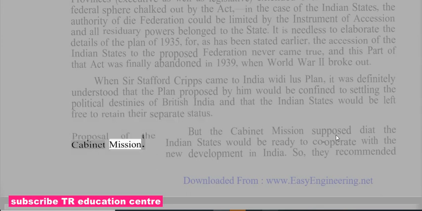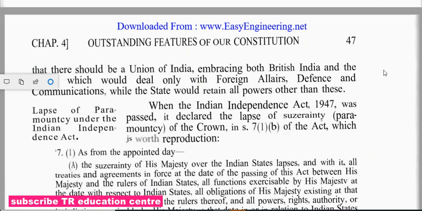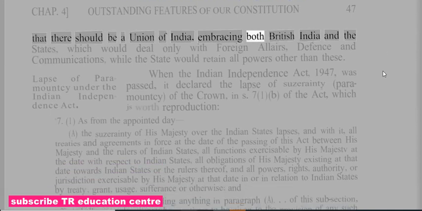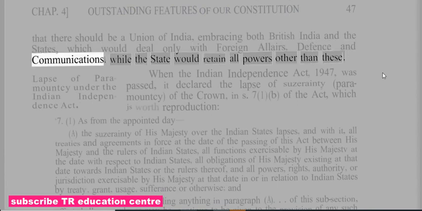Proposal of the Cabinet Mission. But the Cabinet Mission supposed the Indian states would be ready to cooperate with the new development in India. So, they recommended that there should be a union of India, embracing both British India and the states, which would deal only with foreign affairs, defense and communications, while the states would retain all powers other than these.